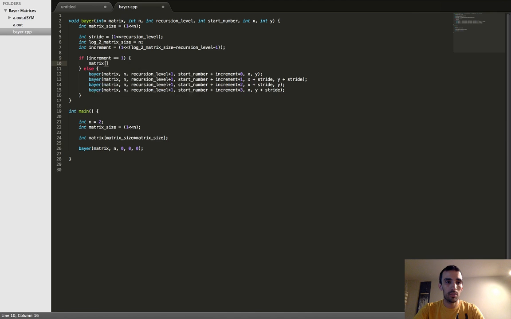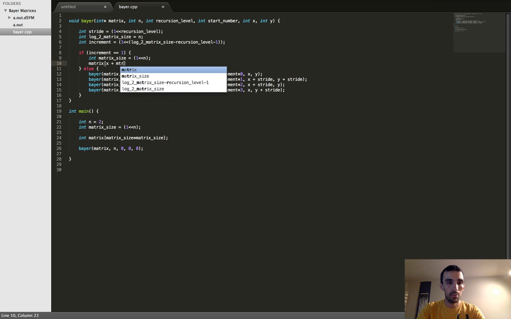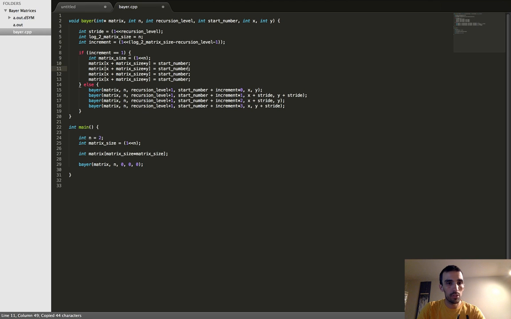Okay, matrix. We're ready to write into the matrix. The matrix size we don't need until we're right here. Okay, so x plus matrix size times y, and then equals start number. So now our increment is 1, so we just do it like this. Start number plus 1, plus 2, plus 3. Make it nice and even. Okay, but now our stride is really big.